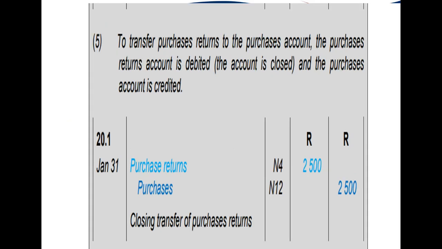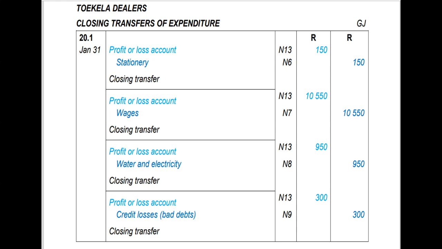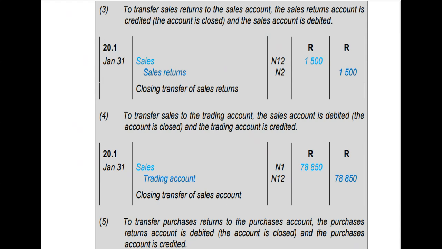We're going to do the same with your purchases return. You need to credit your purchases and you debit your purchases return. That's how you close off your purchases return to your purchases account. So you will see that most of the time we're just dealing with closing off your sales and your cost of sales to the trading account, and also doing what? Transferring your trading account to your profit or loss account.